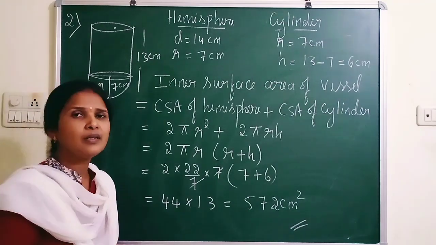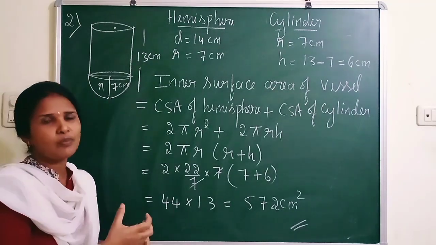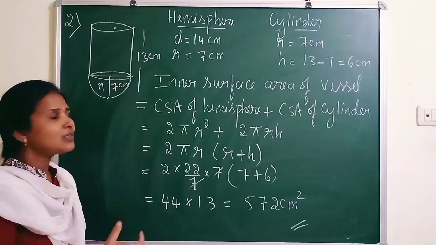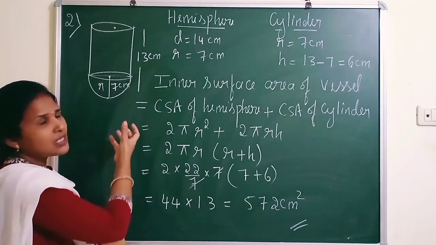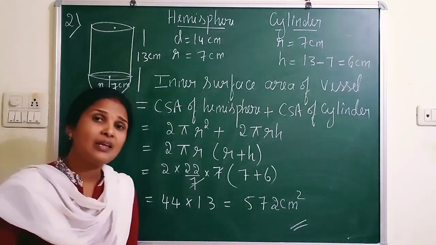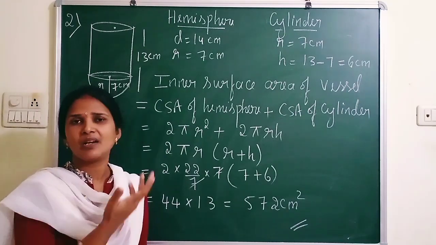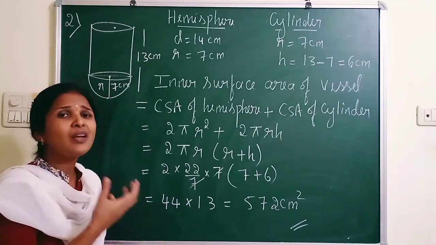So concentrate here. When you see this combination, you have a combination of two 3D figures. One is a hemisphere and the other is a cylinder. And he is telling that both are hollow, that is, the hemisphere is hollow and the cylinder is also hollow. And he is asking to find the area. So when I take the hemisphere you have LSA, TSA. When I take the cylinder also you have LSA and also TSA. But here what area should I find?